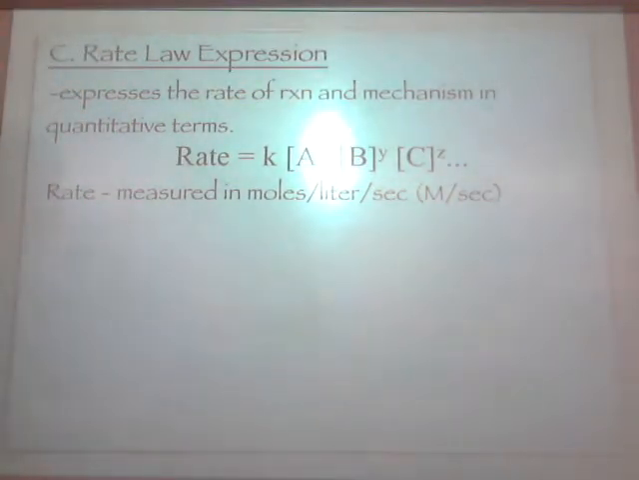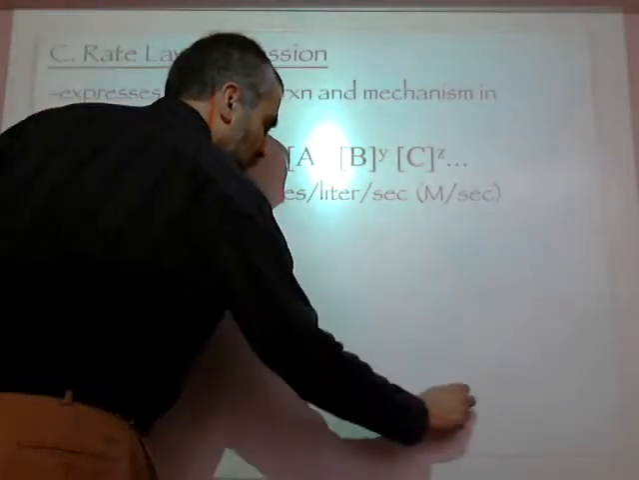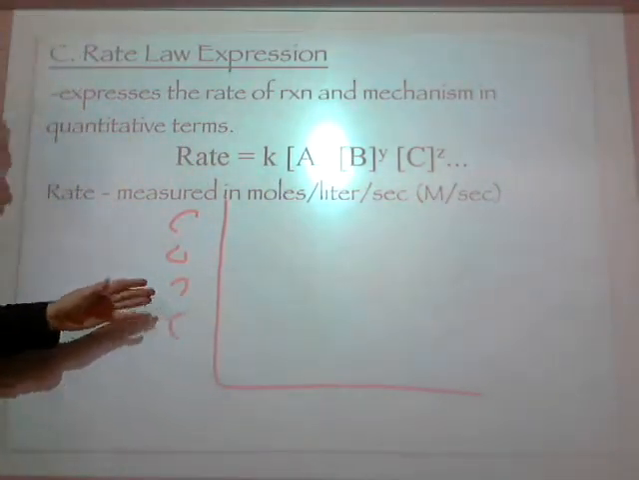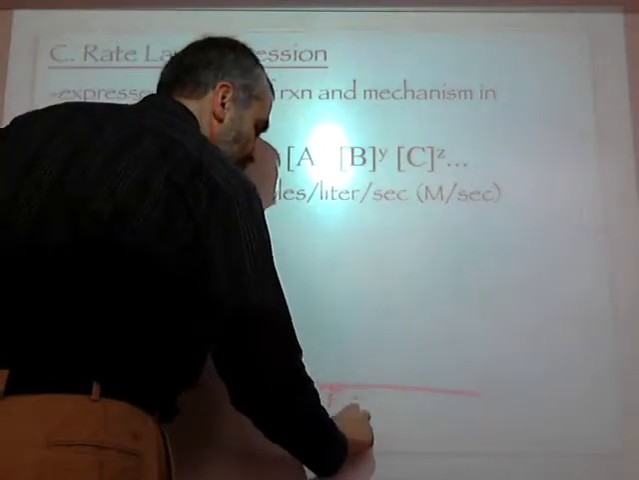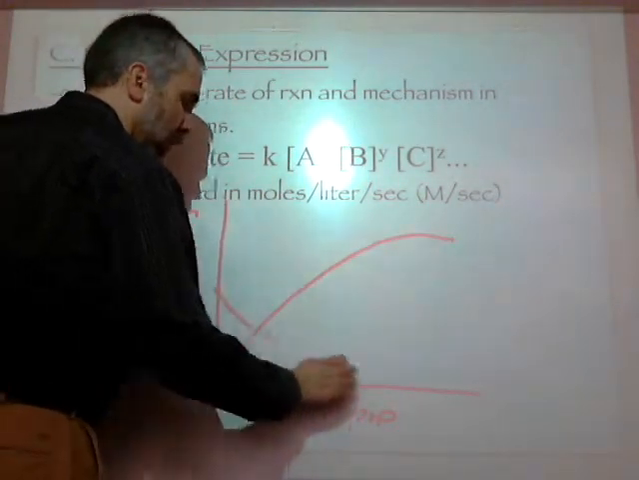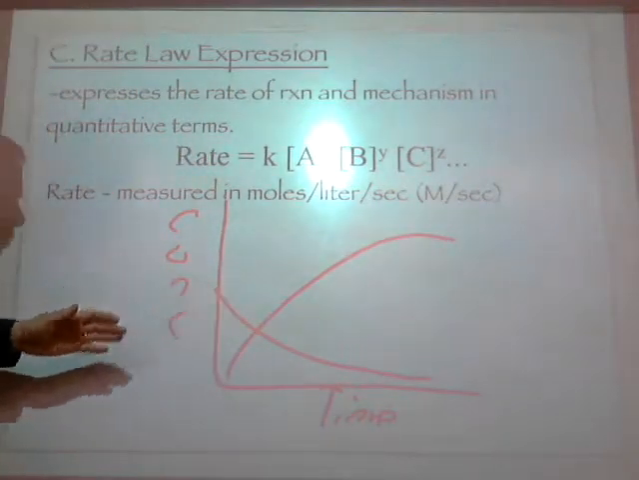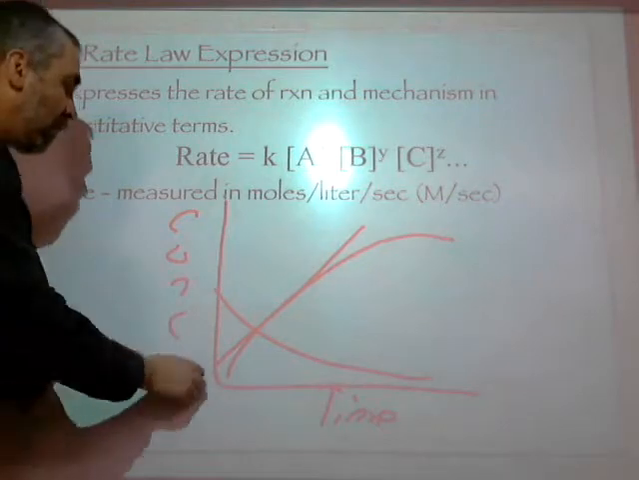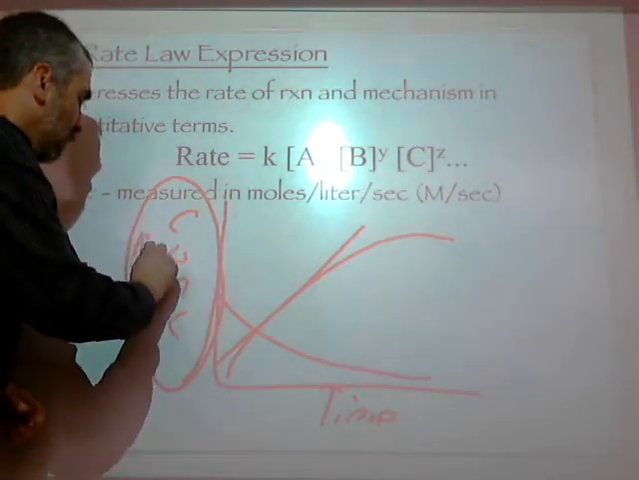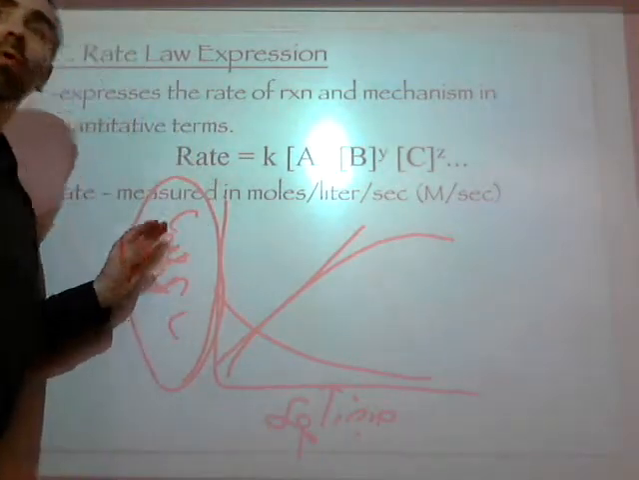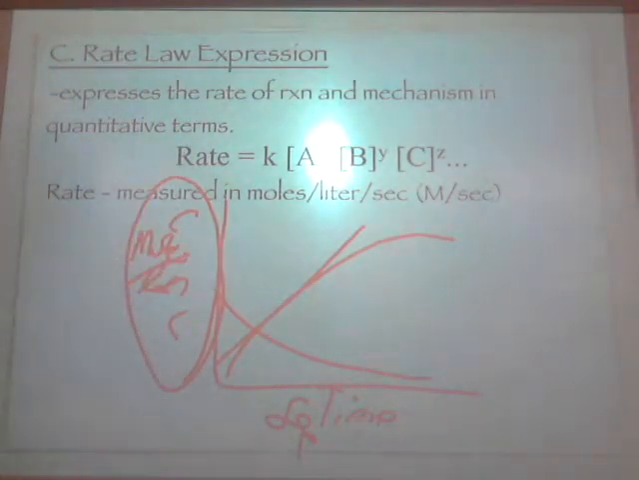And that makes sense. If you remember my graph, don't draw this, but this was concentration over here, and down here was time, right? When we did the graph of making a product or a reactant, I said it was the slope of that line. Well, the slope of that line is the change in concentration, which is in moles per liter, and that's in seconds, so it's moles per liter per second. Makes sense. That's the rate of the reaction.